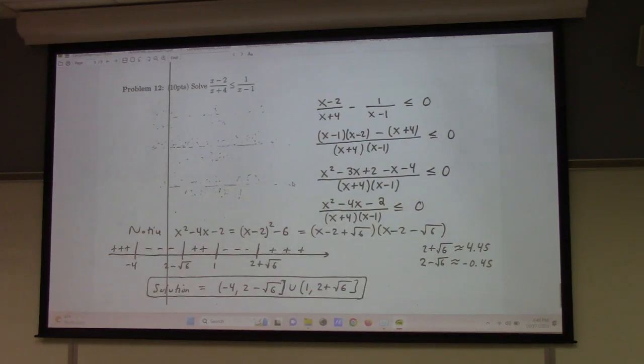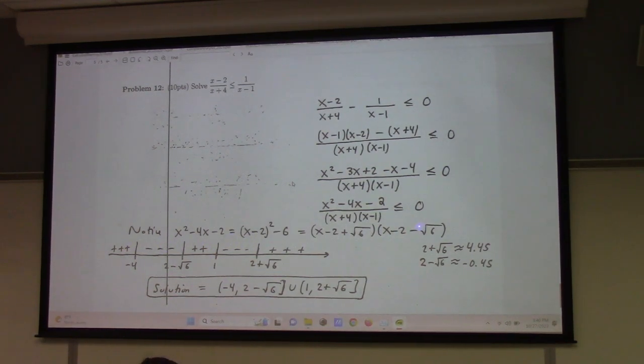And then here's problem 12, the hardest problem on the test. You want to move the fraction to the other side, make a common denominator, bring things together, factor the numerator, and when you complete the square, you get something a little bit ugly, but not unmanageable. And then you've got 1, 2, 3, 4 critical points. Draw your number line, plug in points. We've got plus if we go over here, and then each one of them is linear, so it flips each time. Plus to minus, minus to plus to minus, minus to plus.